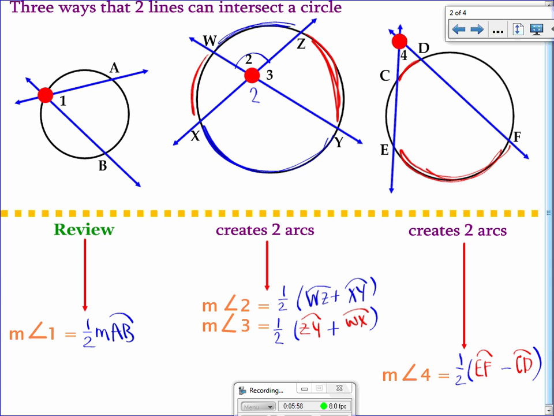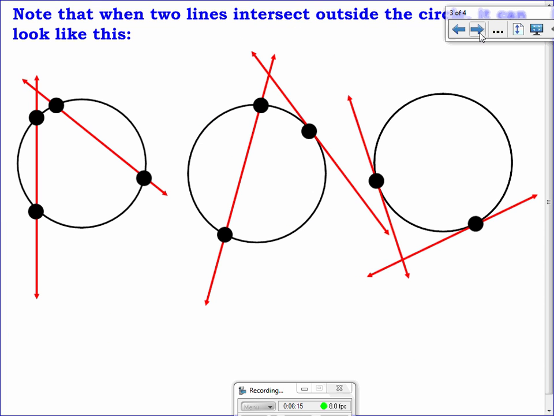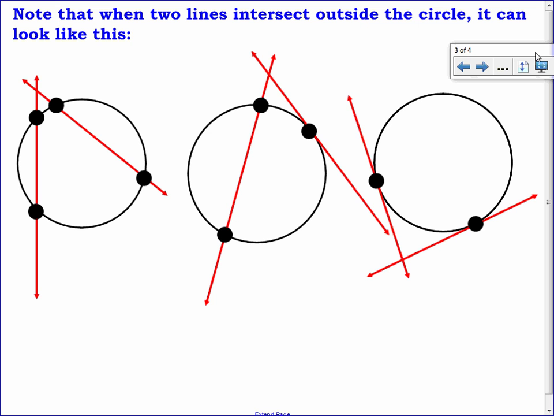So we're going to try some examples of this. We're going to use these formulas right here. Essentially, these new ones are the same. The only difference is adding or subtracting, involving where the arcs are. All right, so now that we know those, a little bit more specific, when two lines intersect outside the circle, it can look these three different ways. These all will have the same formula. We're going to be doing 1/2 and then subtracting the two arcs that are open to it.